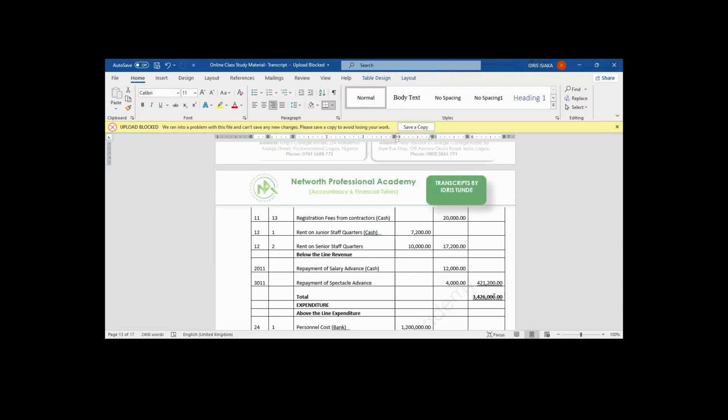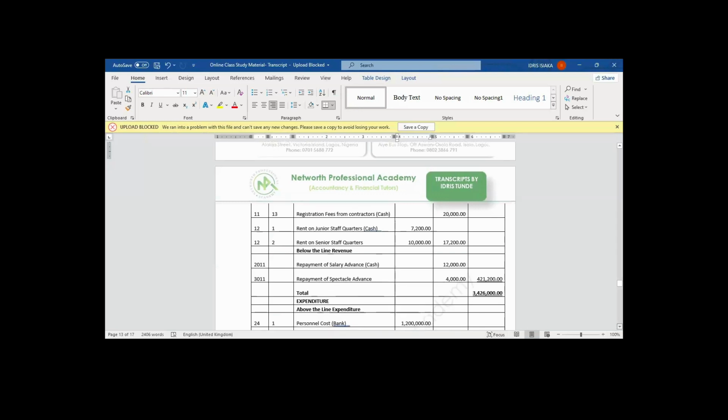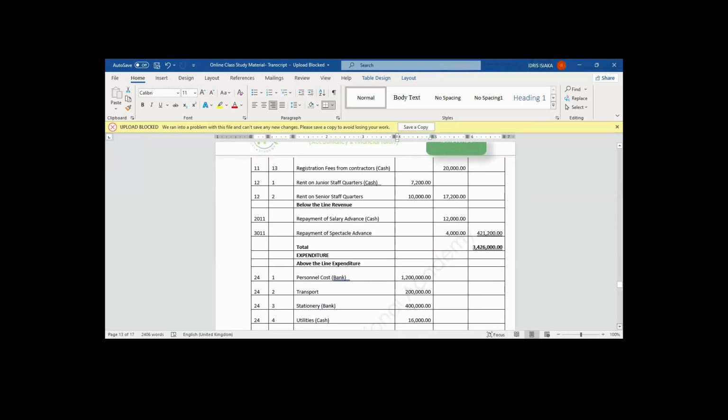After you get the total revenue, you now write expenditure. Your expenditure too, you divide it into two. Above the line expenditure, below the line expenditure.